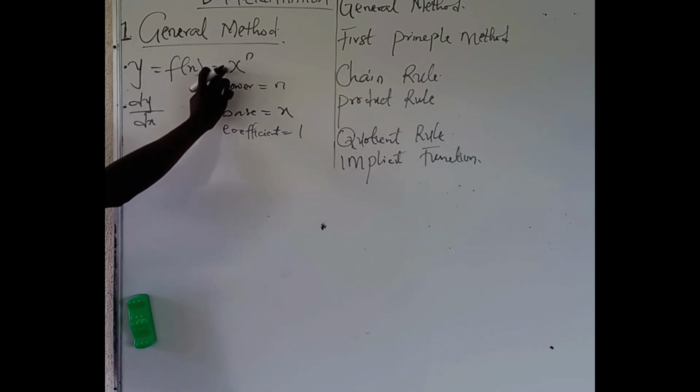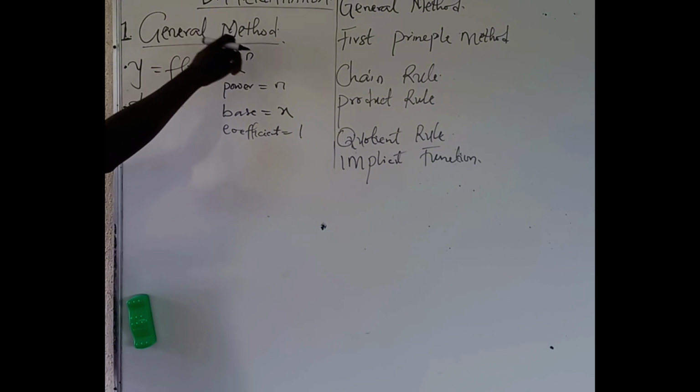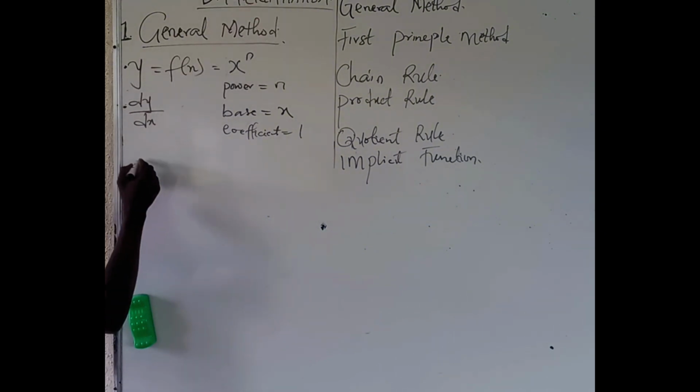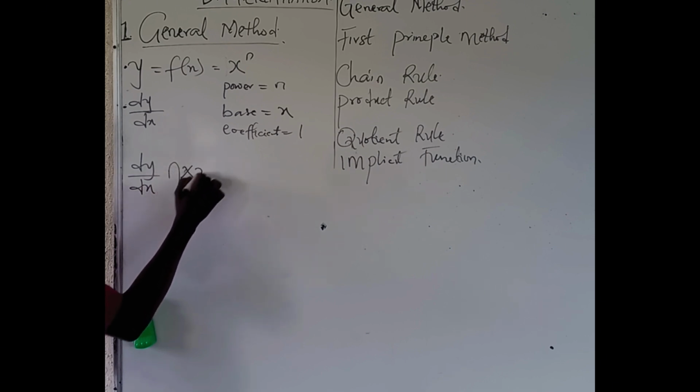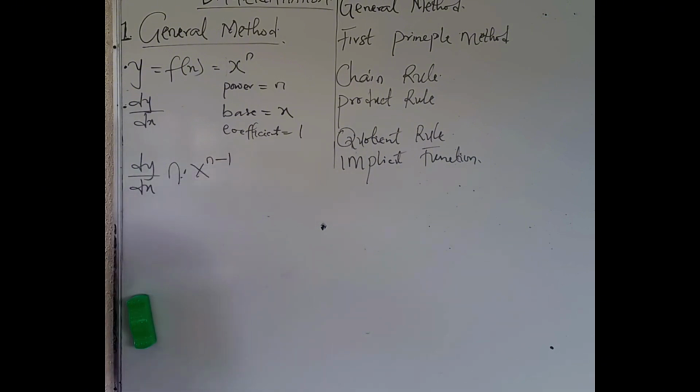Multiplied by the coefficient, subtract the power from 1. So it's going to be dy over ds equal to n multiplied by s raised to power n minus 1. So this is the idea of general method. Now let's look at an example, and let's solve it together.